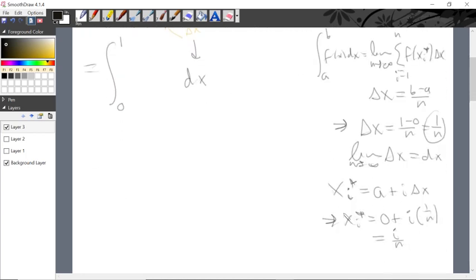i over n. For instance, if i equals 1, we get 1 over n. If i equals 2, 2 over n. i equals 3, 3 over n.